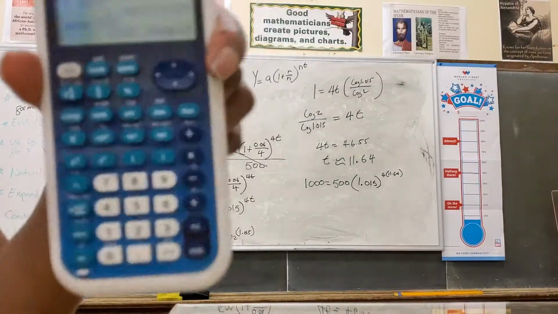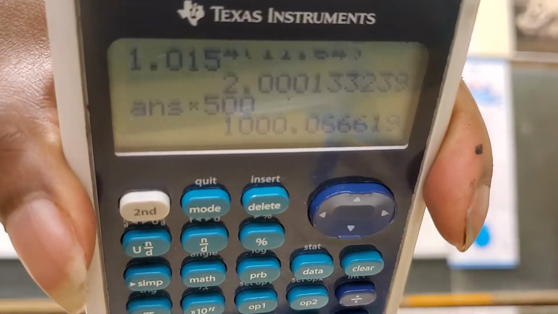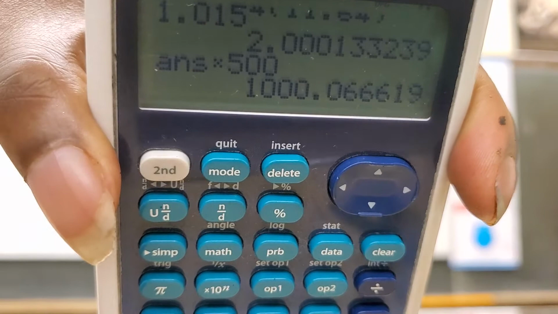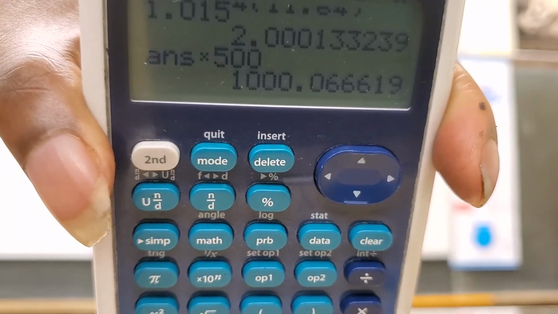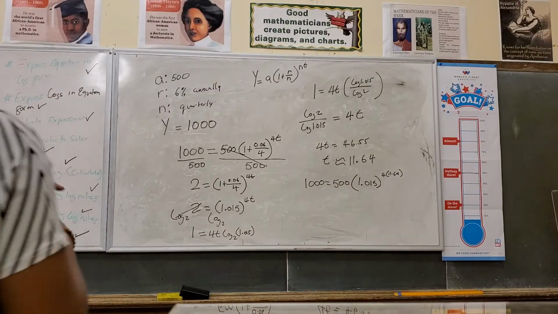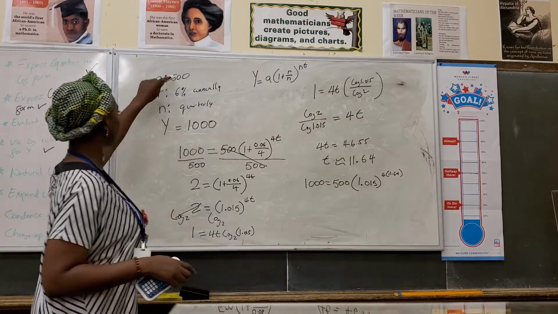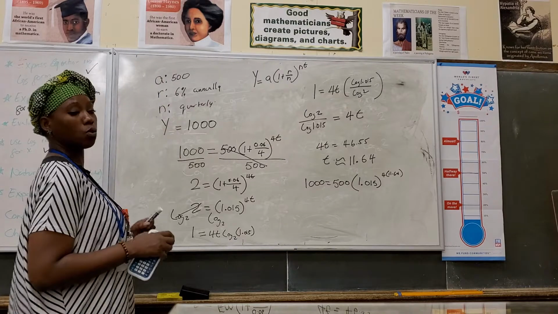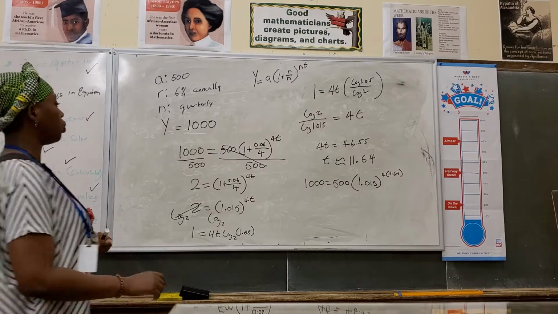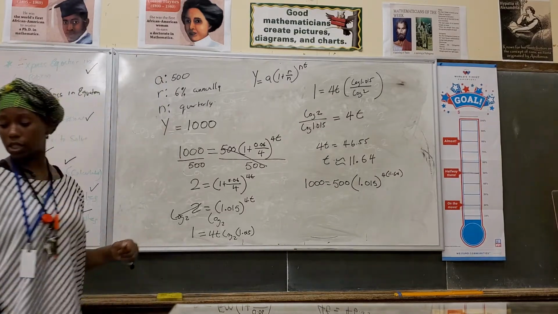And we get something really close to 1,000, but because it was an approximation, that's why we got 0.066 over there. So that means it's going to take us approximately 11.64 years in order for this $500 to double to 1,000. Let's do a second example just to drill it home.